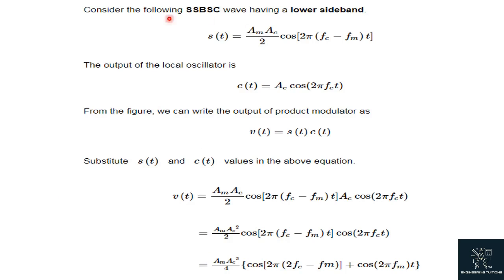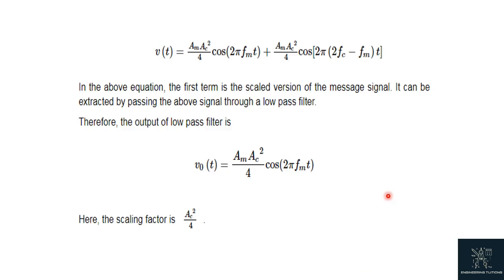Consider the following SSB-SC wave having a lower sideband, s(t) equal to Am Ac/2 into cos 2π(fc - fm)t. The output of the local oscillator is c(t) equal to Ac cos 2πfct. From the figure we can write the output of product modulator as v(t) equal to s(t) into c(t). Substituting s(t) and c(t) values in the above equation, we get v(t) equal to Am Ac/2 into cos 2π(fc - fm)t into Ac cos 2πfct.